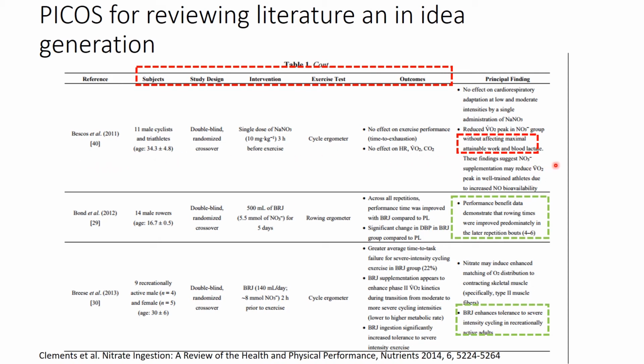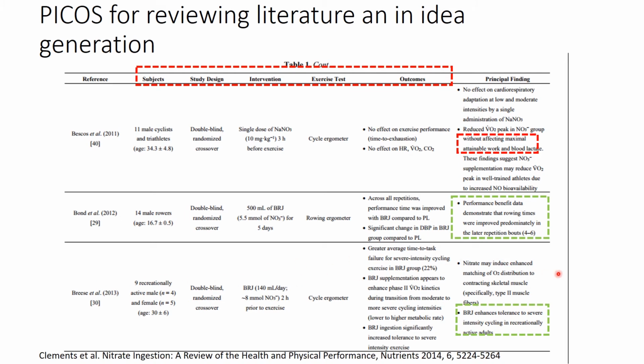Now, what undergraduate students tend to do when they're describing studies is they describe in this direction, almost horizontally. So you'll read lots of submissions where it says, you know, PICOS et al. studied 11 male cyclists and triathletes using a double randomized controlled trial. They gave their participants a single dose of sodium nitrate 3 hours before exercise, and they looked at the effect on an exercise ergometer test, looking at the outcomes of this, and the other. And they found no difference between the two scenarios.